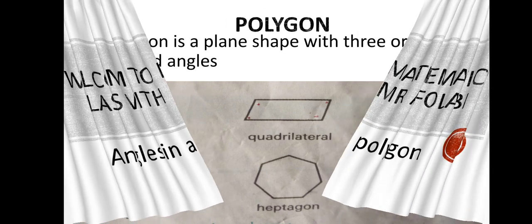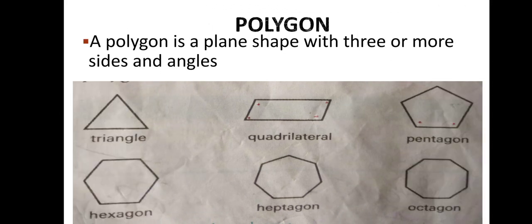What is a polygon? A polygon is a plane shape with three or more sides and angles. These are examples of polygons. We have the triangle, which has three sides; the quadrilateral, four sides and four angles; the pentagon, five sides and five angles; the hexagon, six; the heptagon, seven; and the octagon, eight sides and eight angles. We have the nonagon with nine sides and the decagon with 10 sides.